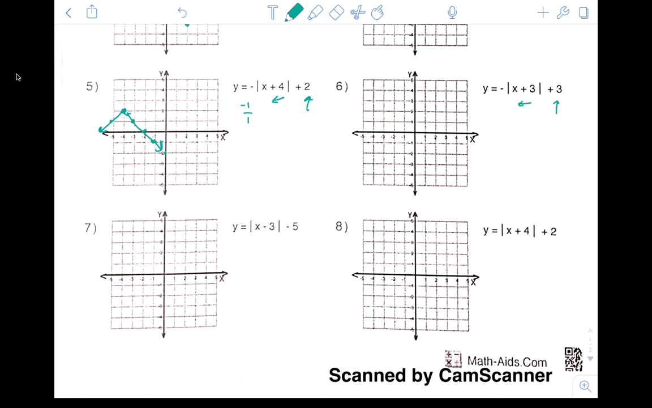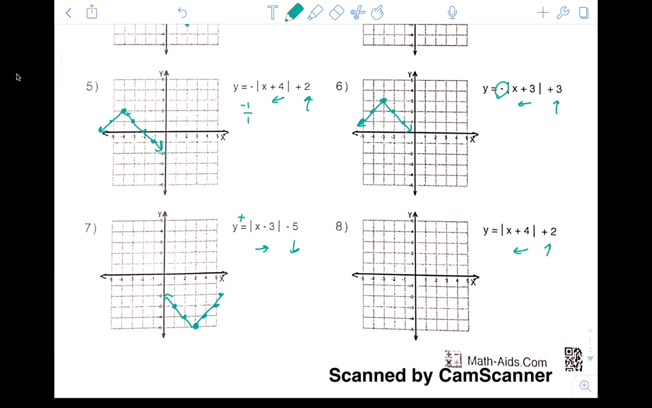Left 3, up 3, reflect, aka -1 for slope. Left 3, up 3. My new starting point, down 1 over 1 in both directions. Absolute value V. Right 3, down 5. No reflection. So up 1 over 1. +1 slope.